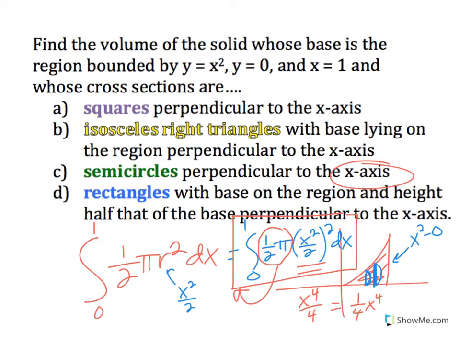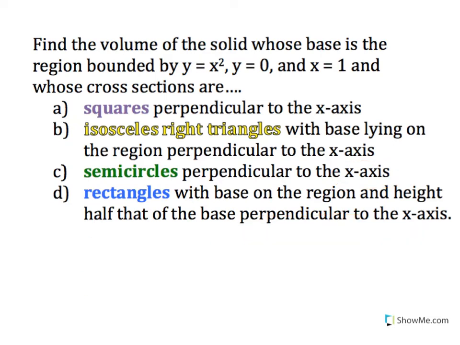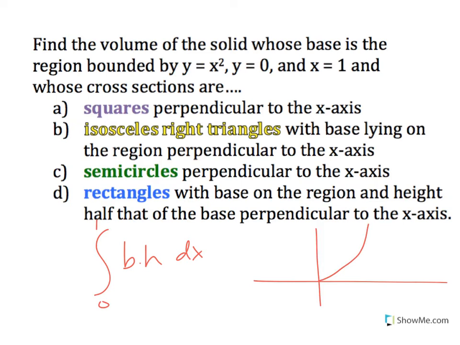And for the last shape, rectangle. For a rectangle, again, perpendicular to the x-axis, so it's going to be with respect to x, but since it's a rectangle, we're integrating base times height. The bounds are still 0 to 1, since it's referring to the same region here. And that base of the rectangle says it's lying on the region, so the base itself is going to be that vertical distance, which ends up being top minus bottom, so x squared minus 0.